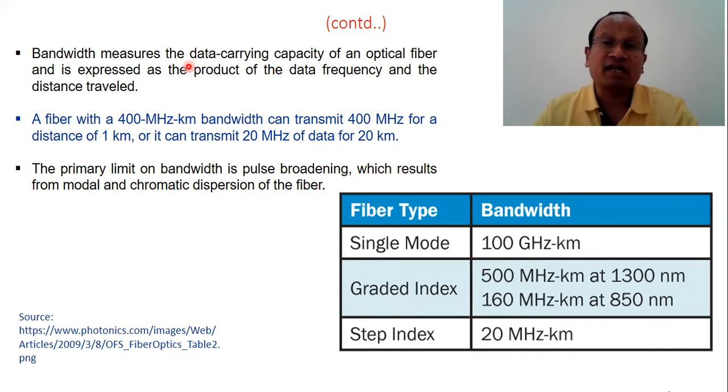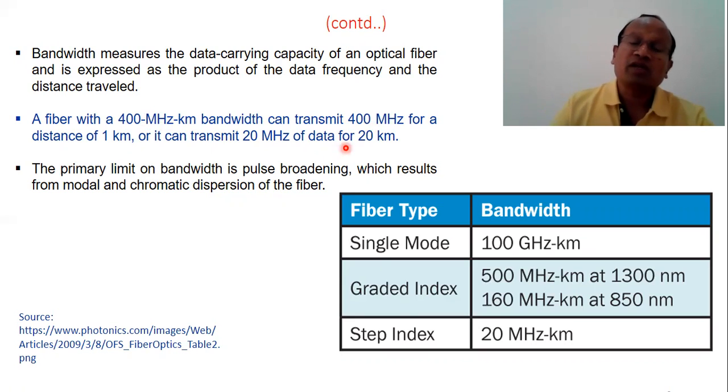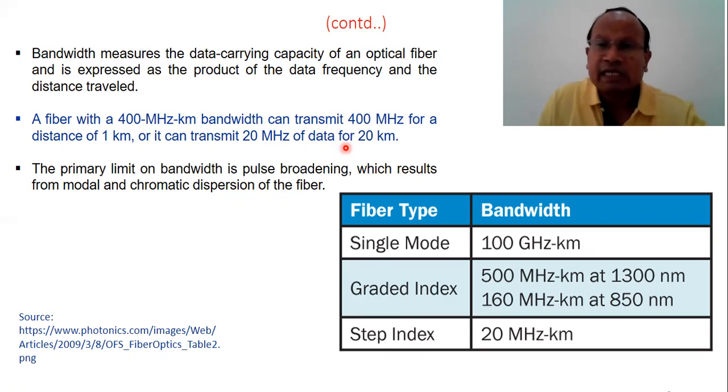The bandwidth measures the data carrying capacity and is also expressed as a product of data frequency and the distance traveled. Therefore, sometimes you can see that the distance is always multiplied. Say 400 megahertz kilometer, it means 400 megahertz for a distance of 1 kilometer. So when we say 100 gigahertz kilometer, it means 100 gigahertz frequency for 1 kilometer distance. Or we can also say 400 megahertz per 1 kilometer or 20 megahertz per 20 kilometers. So if you multiply, it becomes 400 megahertz kilometer. So that's basically a product of distance and bandwidth.